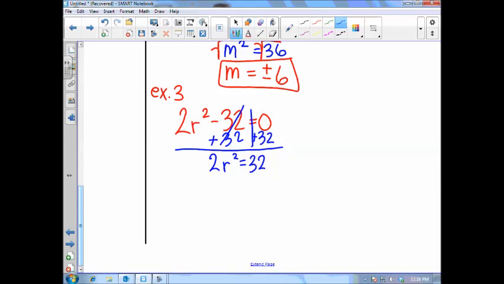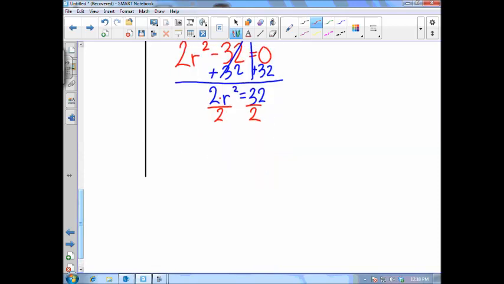Amina, what do we do now to get r by itself? Good. Divide both sides by 2, because this 2 is actually being multiplied by r squared, right? So the inverse of multiplication is division. 2 divided by 2 is what number? No, Victor. 2 divided by 2 is 1. So we get r squared equals, so what's 32 divided by 2? 16. Yep, half of 32 is 16.